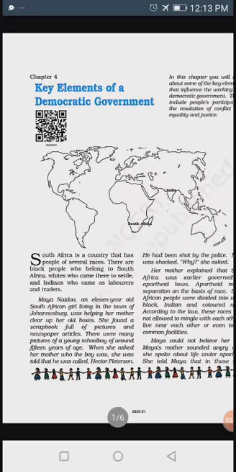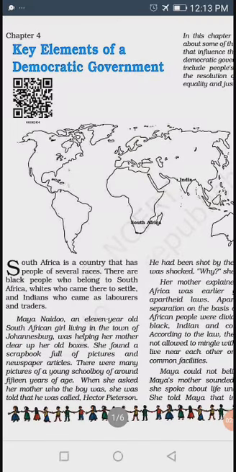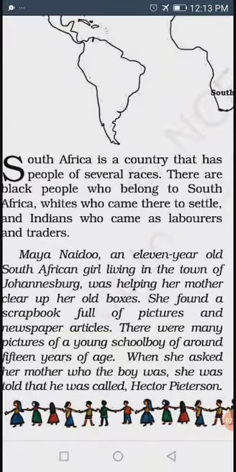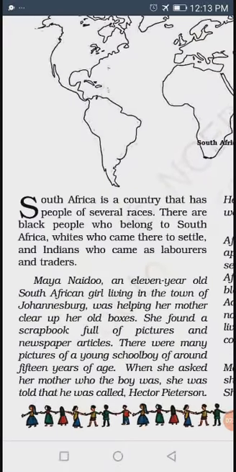See students, our chapter starts with one event. One girl is there named Maya Naidu. On your screen you can see Maya Naidu. This Maya Naidu, an 11-year-old girl, is living in South Africa with her mother. See, once again I am going to explain the event.